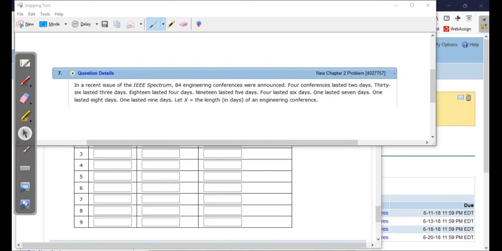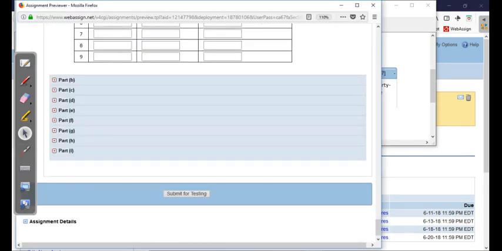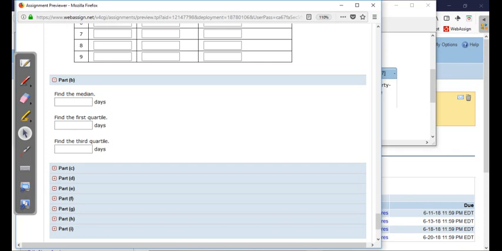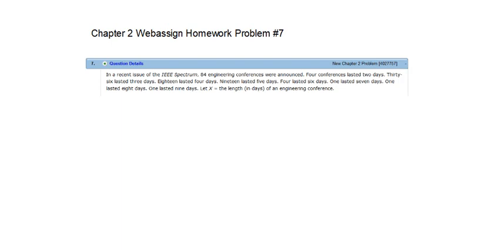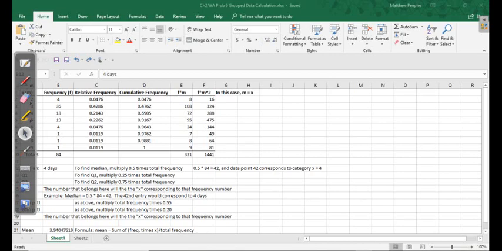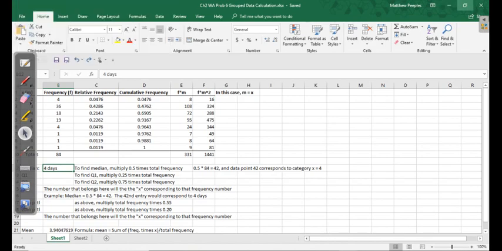Alright, so I got this problem right here. Part B says, okay, find the median and the first quartile or the third quartile. So I'll show you what I did on my worksheet. I worked this out using Microsoft Excel, and I can open up my text box here and do some work with you.